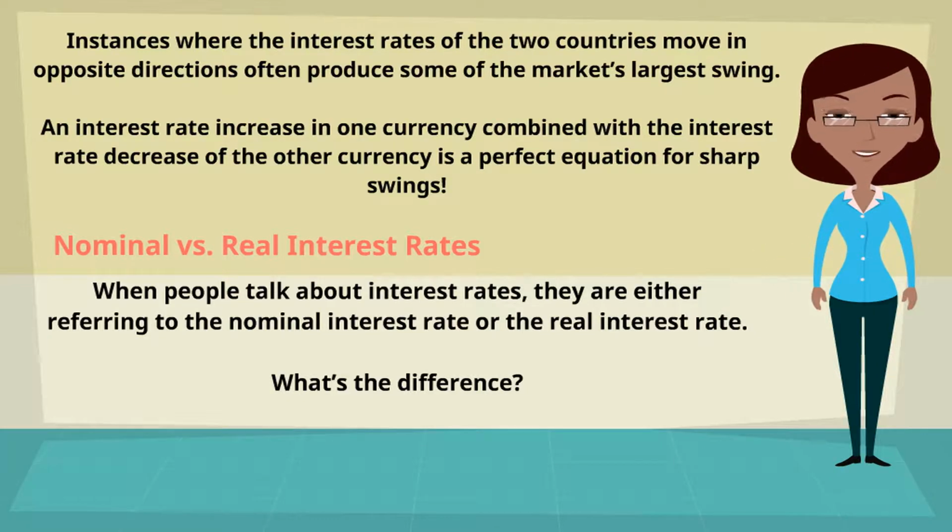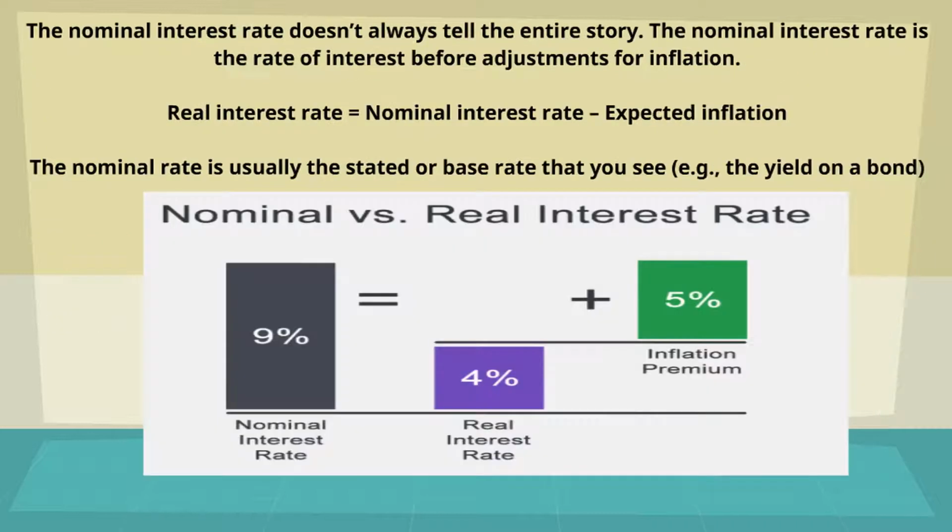Nominal versus real interest rates. When people talk about interest rates, they are either referring to the nominal interest rate or the real interest rate. What's the difference? The nominal interest rate doesn't always tell the entire story. The nominal interest rate is the rate of interest before adjustments for inflation. Real interest rate equals nominal interest rate minus expected inflation. The nominal rate is usually the stated or base rate that you see, for example, the yield on a bond. Look into the below example of nominal versus real interest rates.